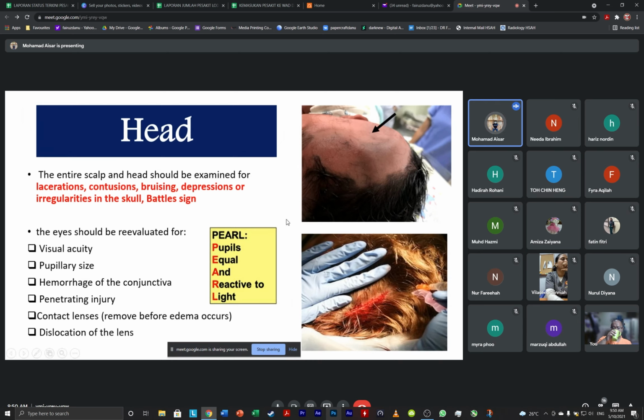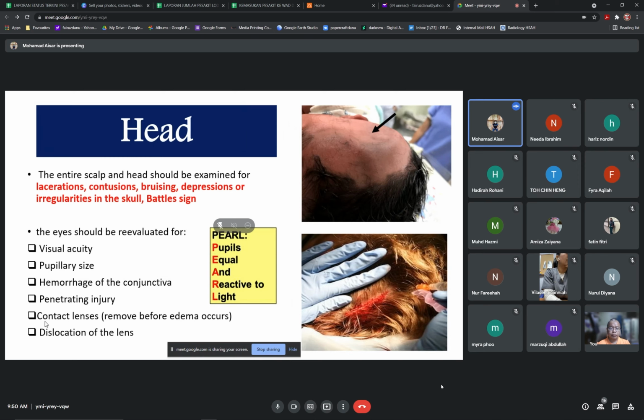The eyes should be re-evaluated for the pupillary size, any hemorrhage to the conjunctiva, penetrating injury. If the patient is using contact lens, it should be removed before the edema occurs, and also check for dislocation of the lens.